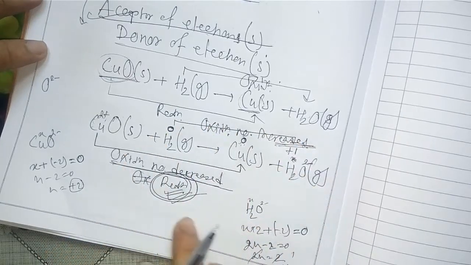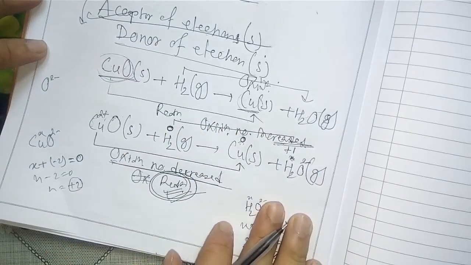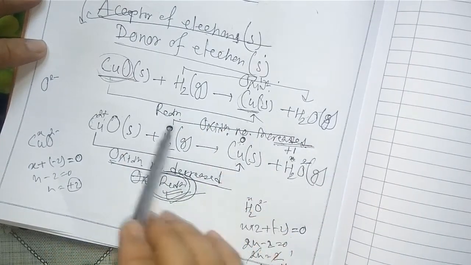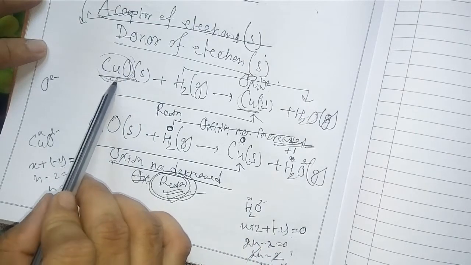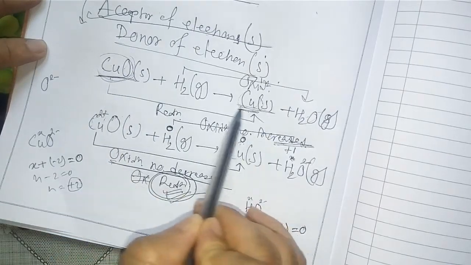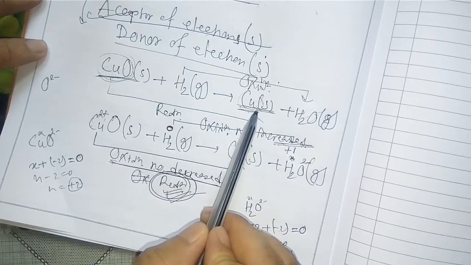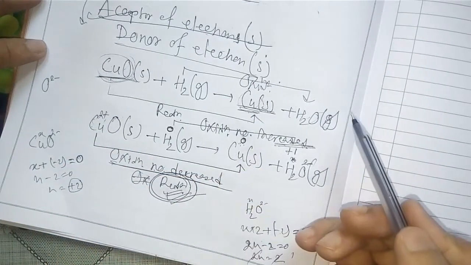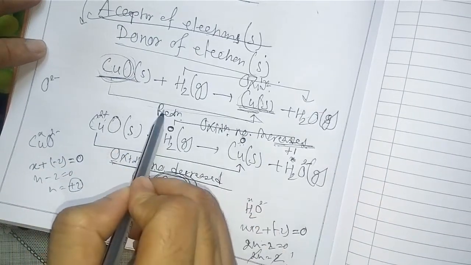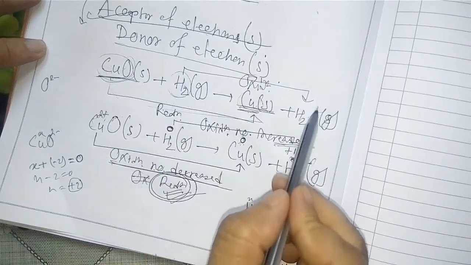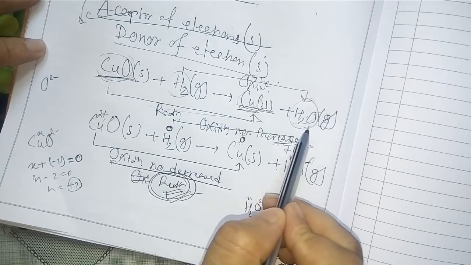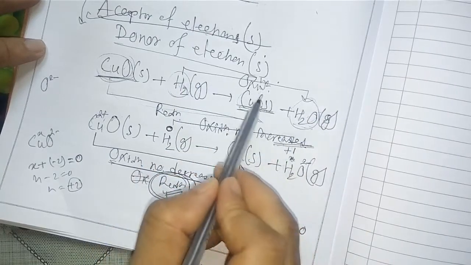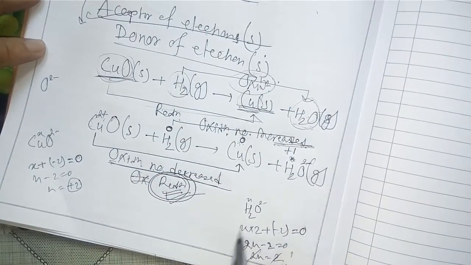This is according to the electronic concept. According to the old concept, see, the removal of oxygen is called reduction, that's why this direct one is reduction. Here, water and oxygen are present, so the adding of oxygen is called oxidation.